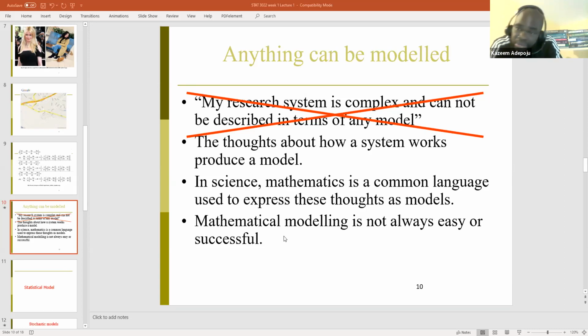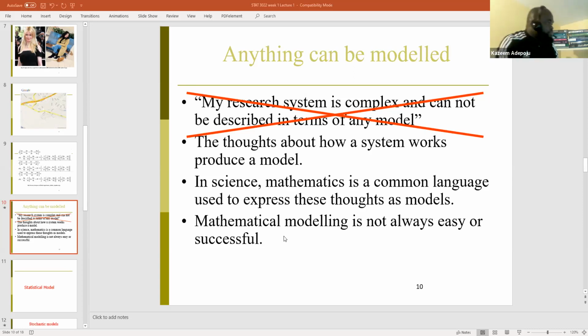And you know what, mathematical modeling is not always easy or successful. At times it is difficult. You have to do a lot. I remember when I was doing my PhD, I needed to derive a lot of equations before I could get my results. But let me tell you something. If something exists, it can be modeled. If we don't get the solution right now, it doesn't mean the solution doesn't exist. The solution exists, only that it has not been discovered.